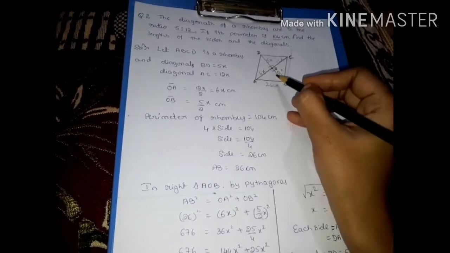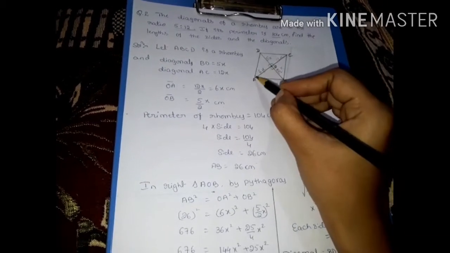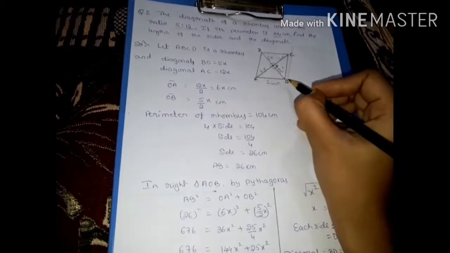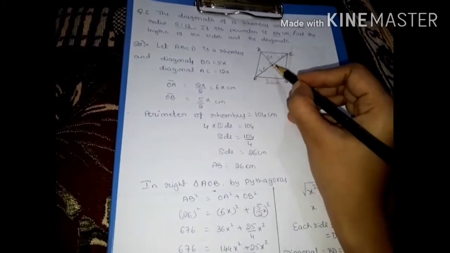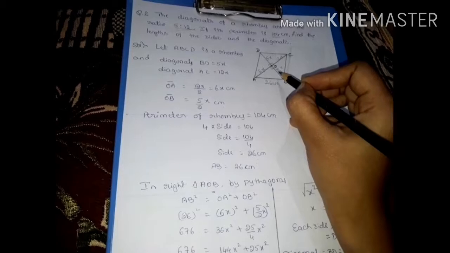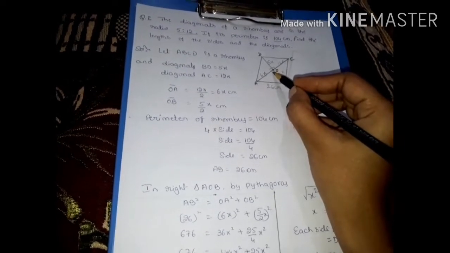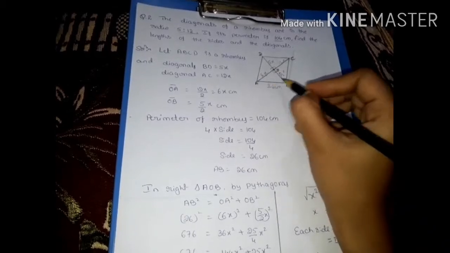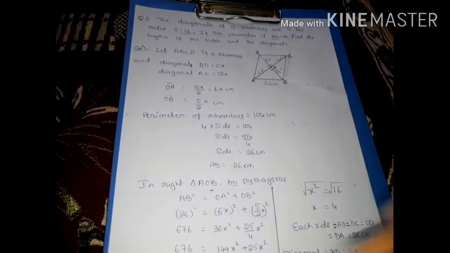So, to find those diagonals, consider a triangle AOB. AOB, what type of triangle is it? Right angle triangle, because the diagonals bisect each other at right angle. Here, AOB is a right angle triangle. In triangle AOB, apply Pythagoras theorem.